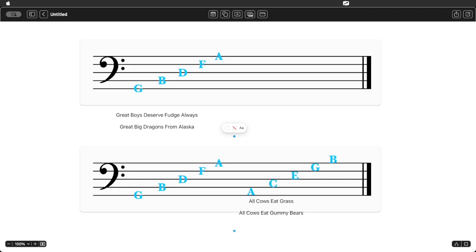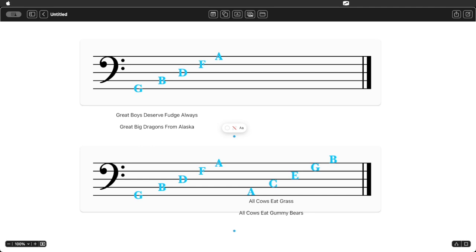So Great Big Dragons from Alaska, All Cows Eat Gummy Bears. Those are some of my favorite. Now, you want to get to a point where you don't have to think about it and you don't have to count in your head. Great Big Dogs from F. F. Okay, that's an F. And so you want to get to a point where you just sort of memorize those.